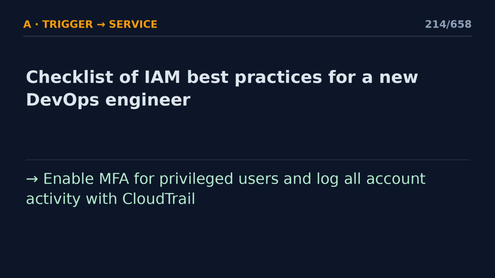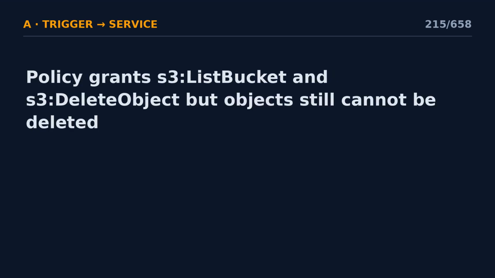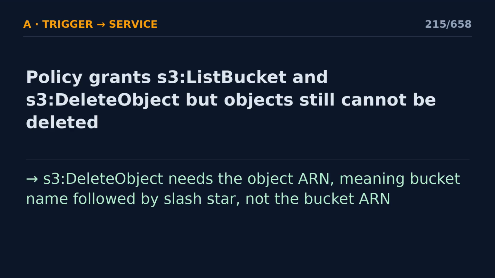Answer: enable MFA for privileged users and log all account activity with CloudTrail. Policy grants S3 list bucket and S3 delete object, but objects still cannot be deleted. Answer: S3 delete object needs the object ARN, meaning bucket name followed by /*, not the bucket ARN.